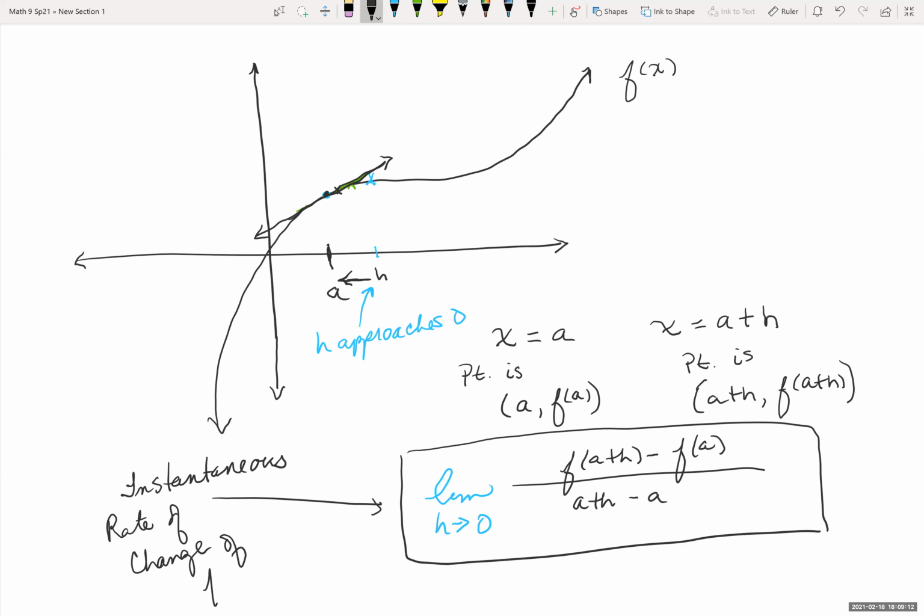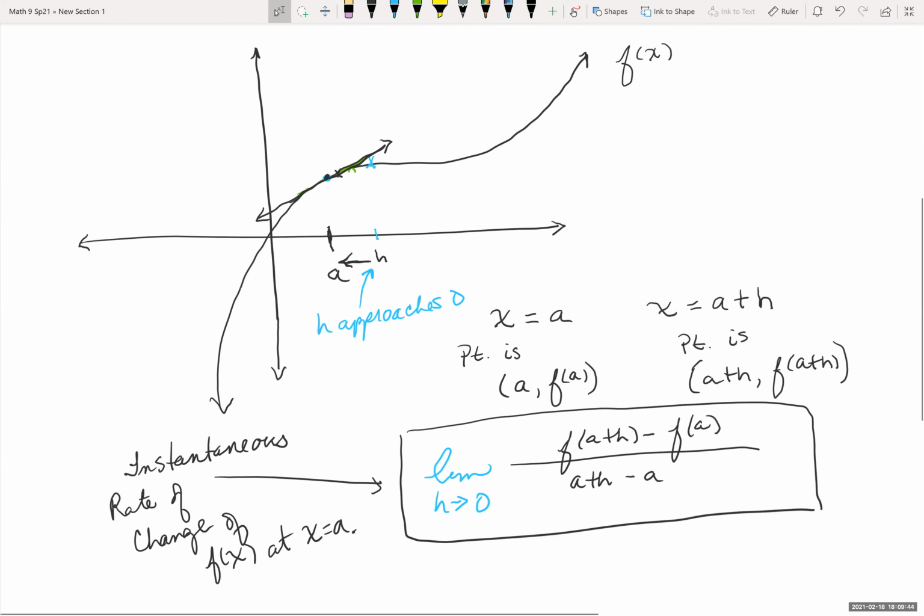Of f of x at x equals a. Okay, so I'm going to just kind of bring in the next section while I'm going over the rest of this section and giving you examples. So the next section talks about the derivative. And the derivative is basically what we are just doing, finding the instantaneous rate of change. They're interchangeable, different ways to say the same thing.